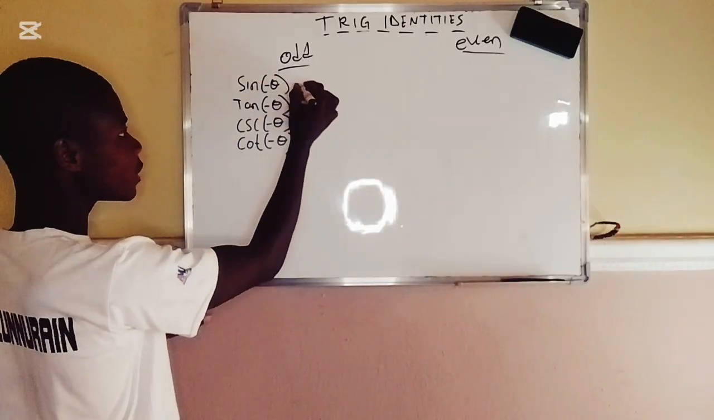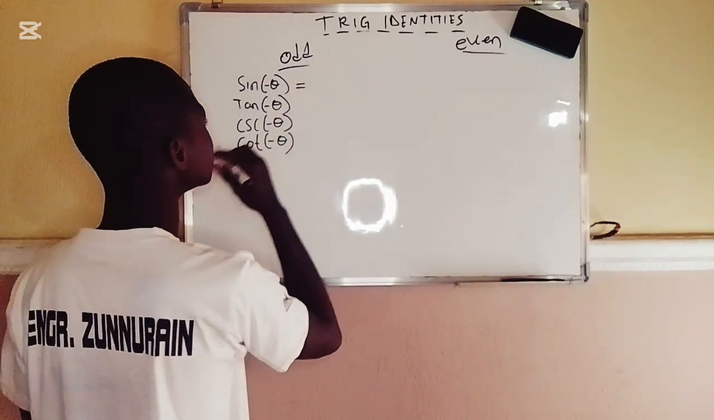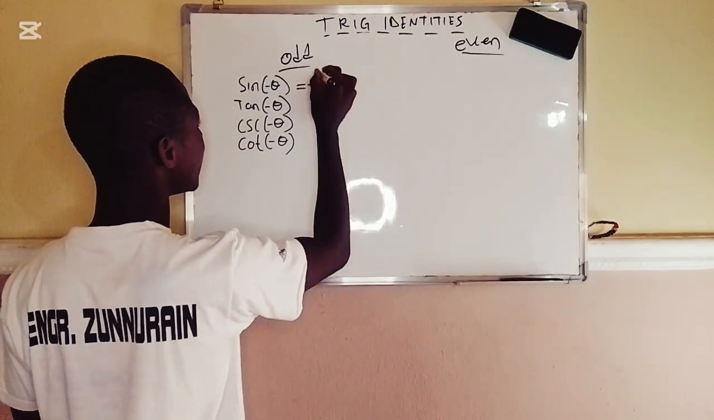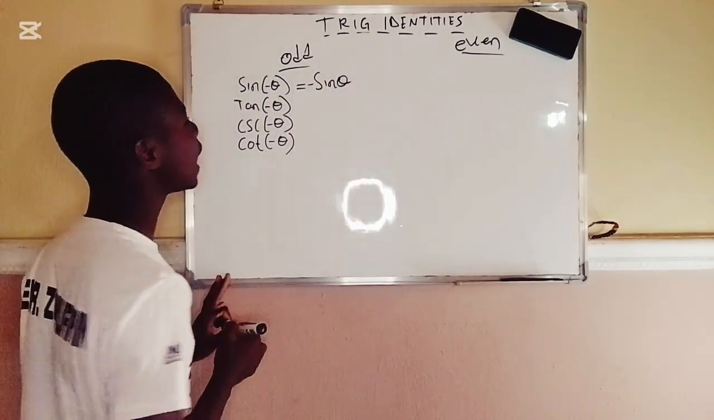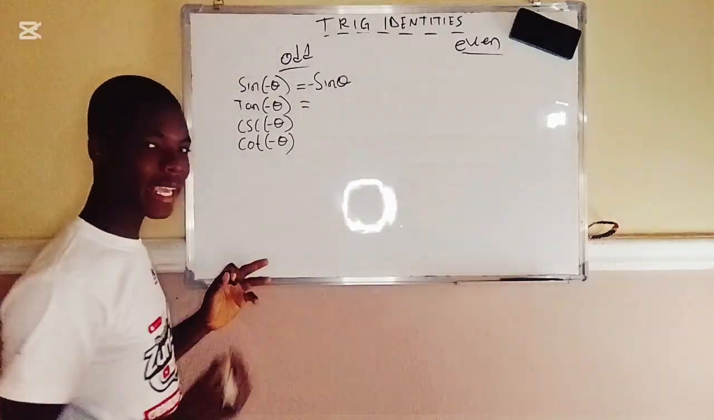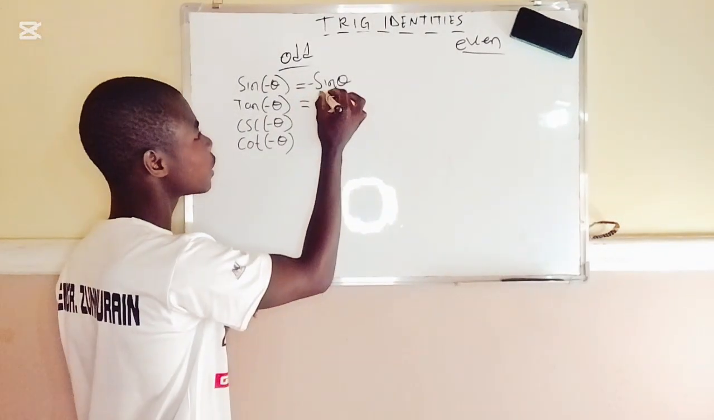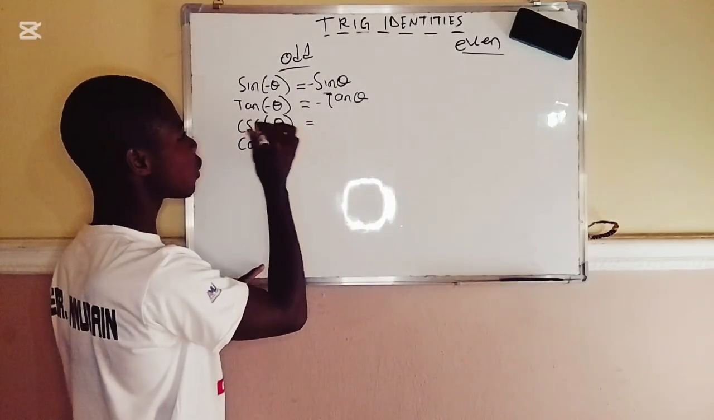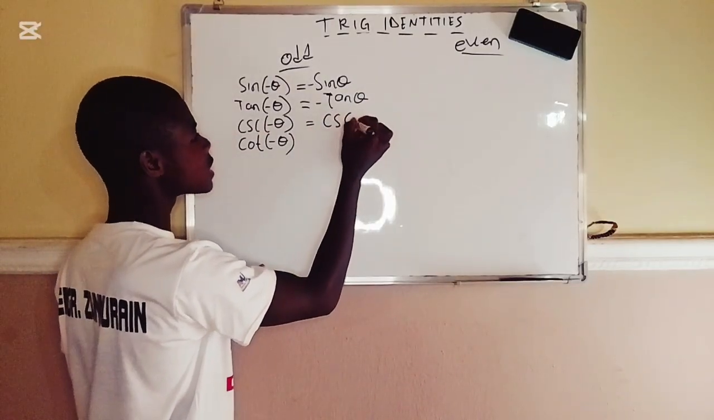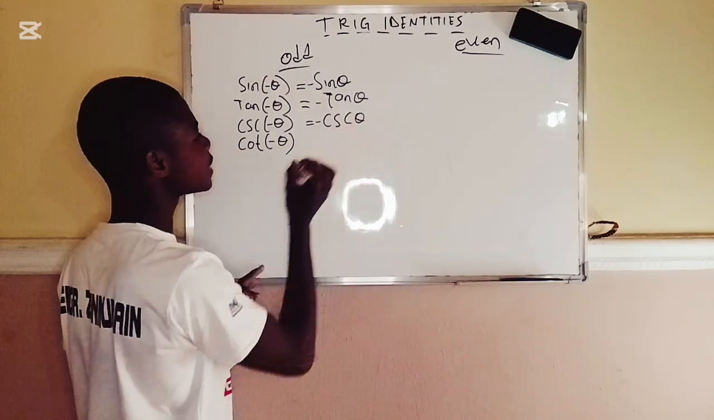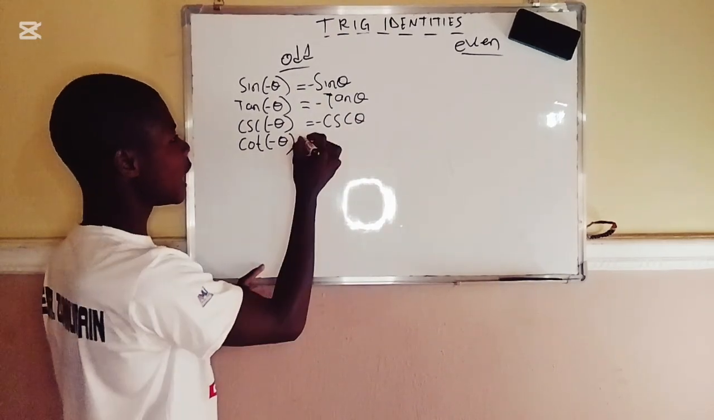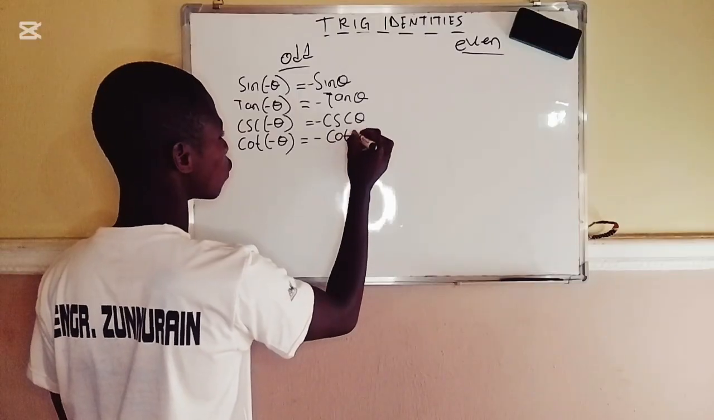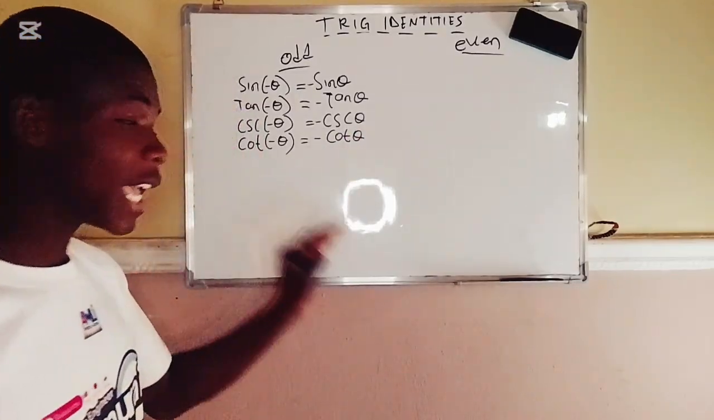So it will be equal to negative sine theta. And also tan of negative theta will give you negative tan theta. And the cosecant of negative theta will give negative cosecant theta. And this will also give me negative cot theta.